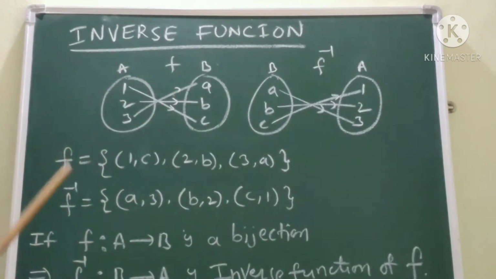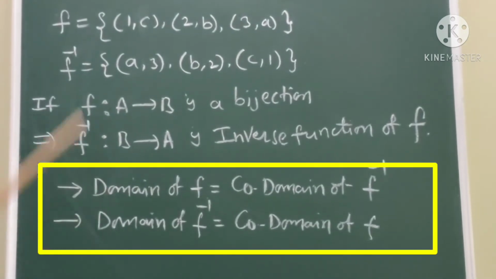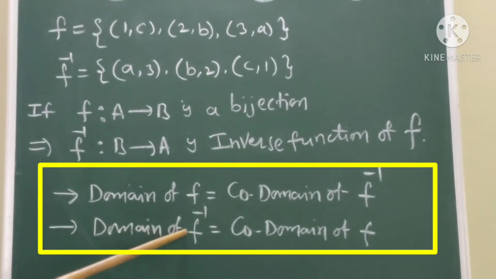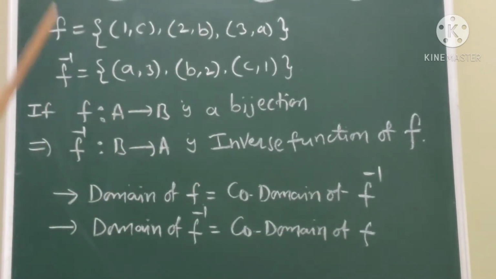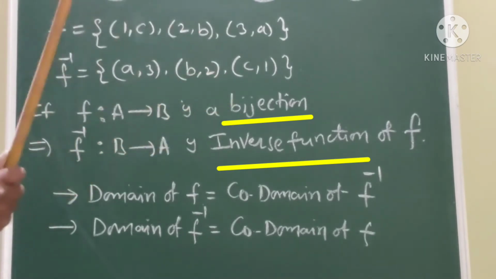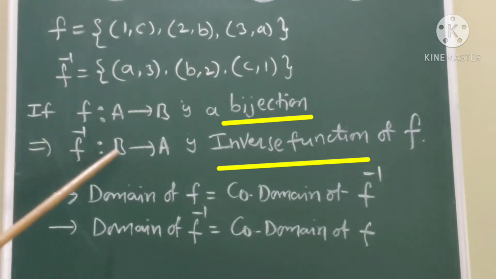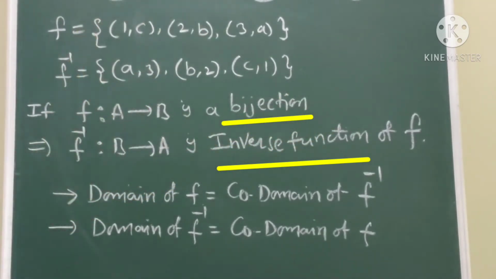That means domain of f is codomain of f inverse, or we can say that domain of f inverse is codomain of f. So therefore if f maps A to B is a bijective function, then f inverse maps B to A is called inverse function of f, and it is denoted by f inverse. This is about inverse function.